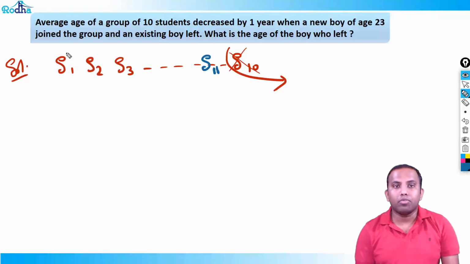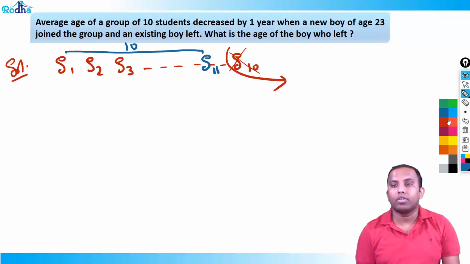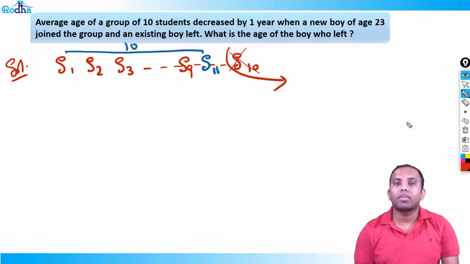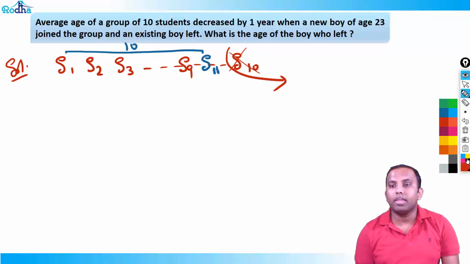Let's say that new person is S11. So again, the number of persons is 10 only, because S10 has left and S11 has joined. Don't get confused by the number of persons. There are 10 persons only. New boy of age 23 joined the group, that means the age of this S11 is 23 years.